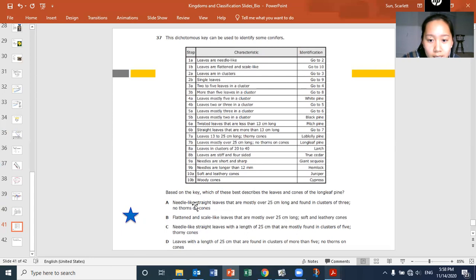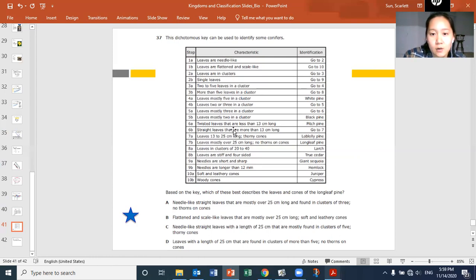So that means we're looking at A and B, right? Just because right here it says thorny, so it's wrong. And right here it says leaves are 25 centimeters. And we know that's wrong too, because this is mostly over 25. And this one is no thorns. Okay, that means we're stuck between A and B now. But we want to see which step told us to go to step 7. You want to look over here for the hint that told you to go to 7. And that's right here. So we're looking at step 6 now.